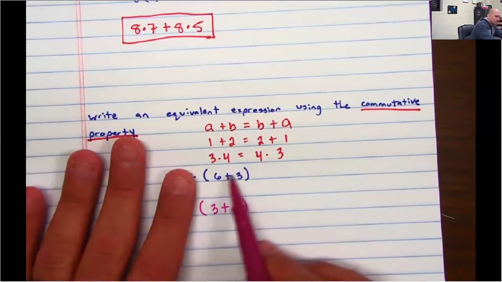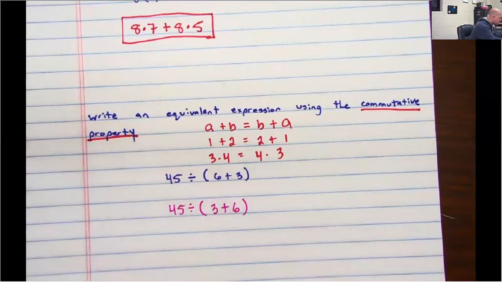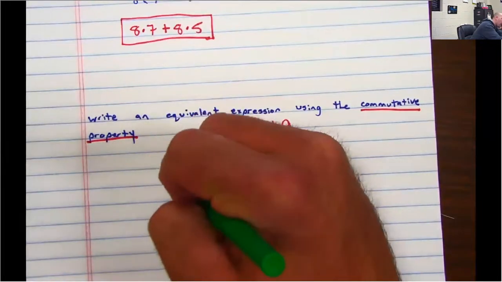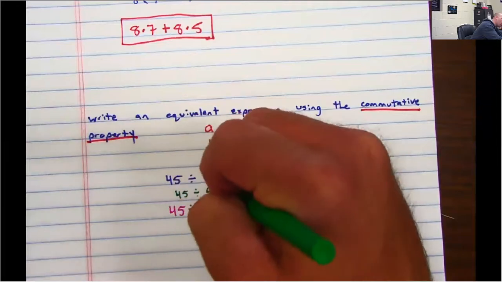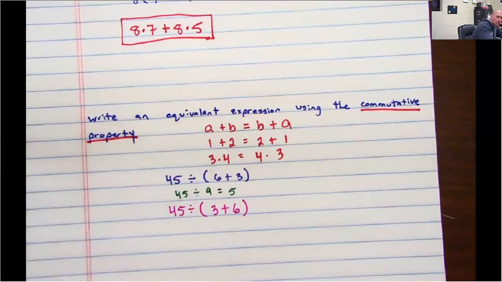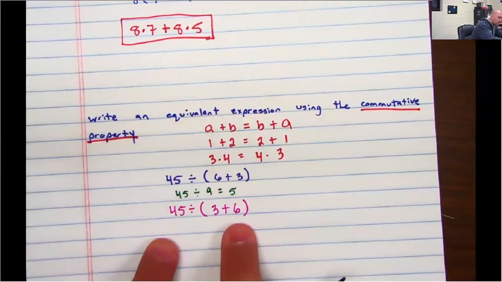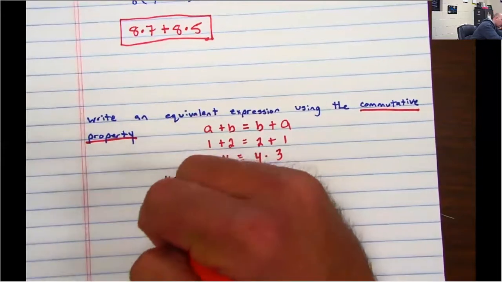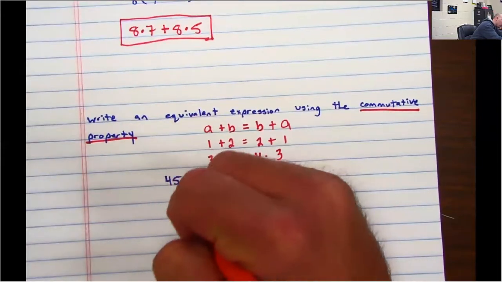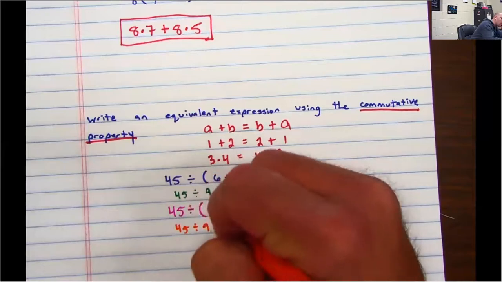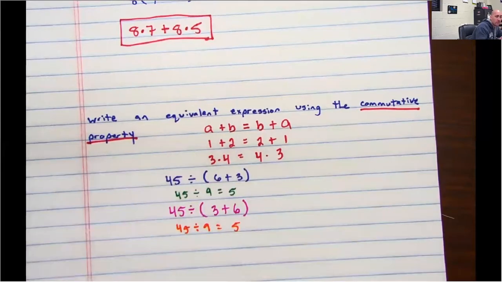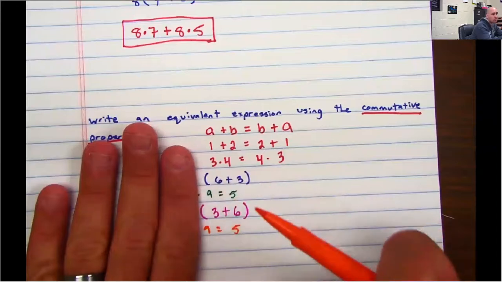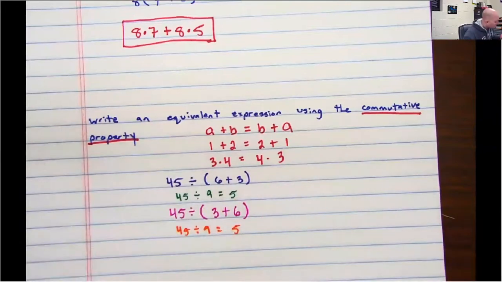Guys, let's just do the math. What is 6 plus 3? Well, that's 9. And so 45 divided by 9 is 5. Well, isn't 3 plus 6 also 9? Well, yes, it is. And you get the same answer. Check that out. So again, guys, the commutative property is you're just taking the 2 numbers here and you're switching the order. That is literally it.